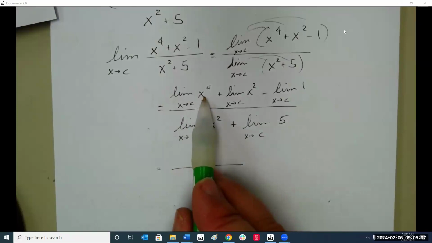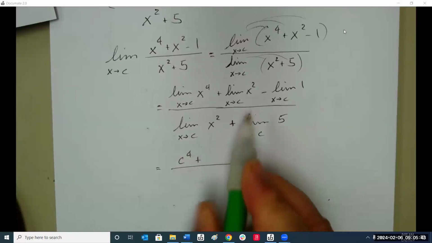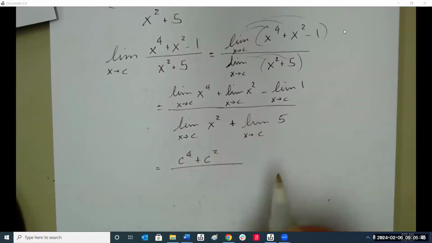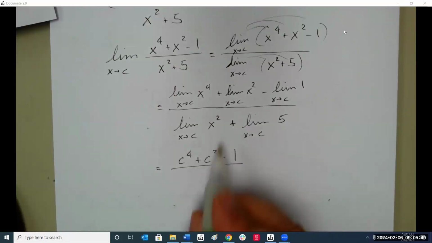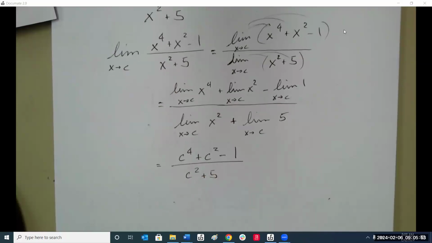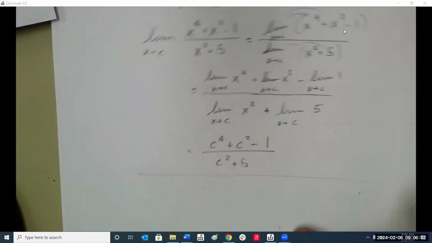So the limit of x to the fourth as x approaches c becomes c to the fourth plus c squared minus 1 over c squared plus 5. Well, I'll talk about that in a second. And c. Let's look at c.